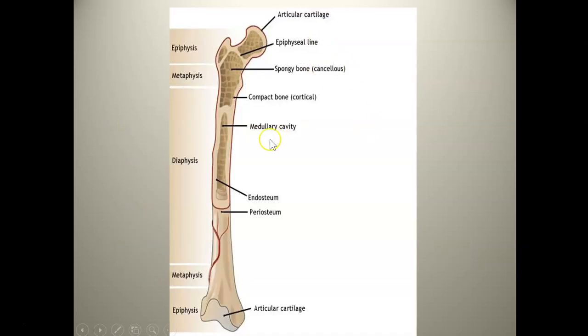We see here in the diagram, in the middle is the shaft, or the diaphysis. At the very ends are these two knobby areas. They are the epiphysis. And then the area between the diaphysis and the epiphysis on both ends represents the metaphysis.